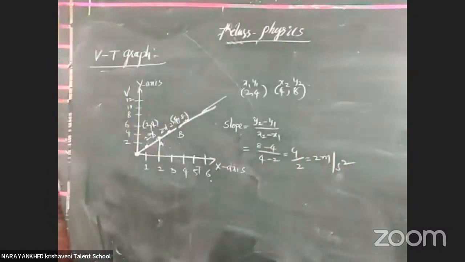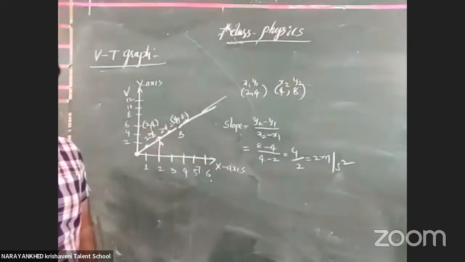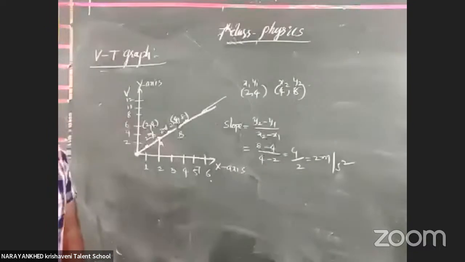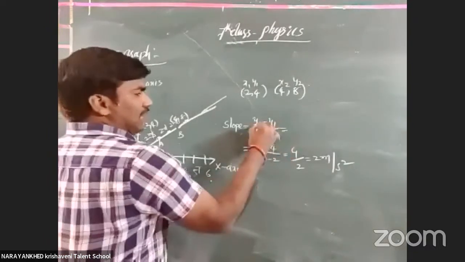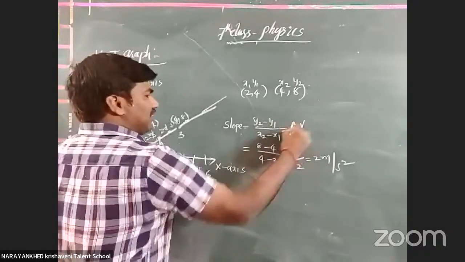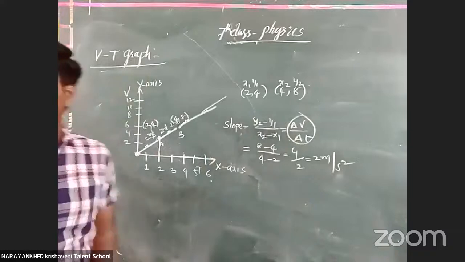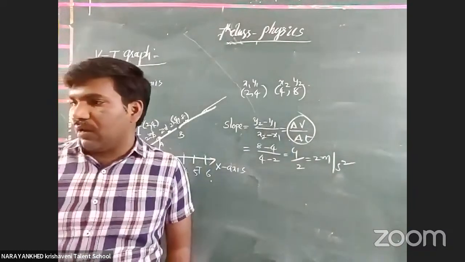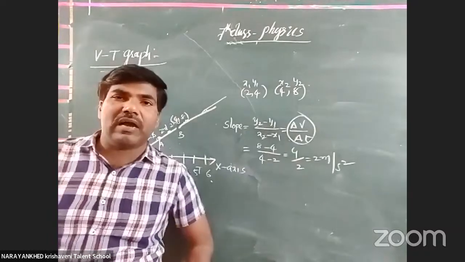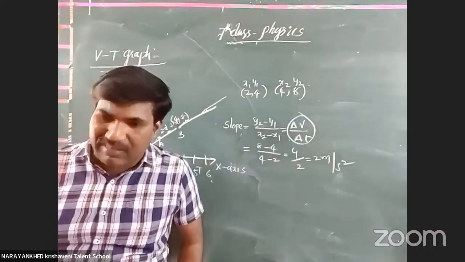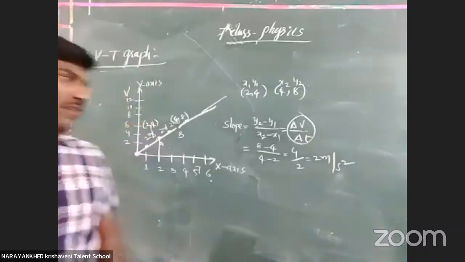In this way, it produces the acceleration. Okay, got it or not? It is called acceleration, the rate of change of velocity. Actually velocity changes and time changes. The del V by del T, velocity change for a time, is what is called acceleration. This is about the VT graph, students.